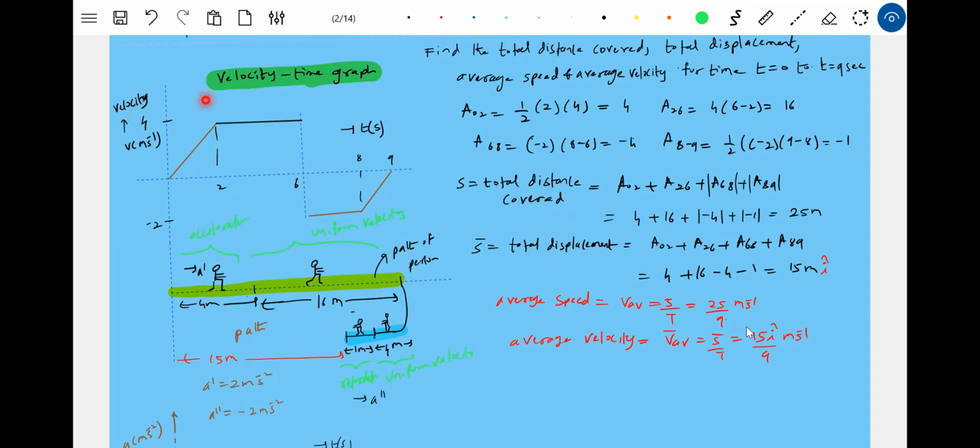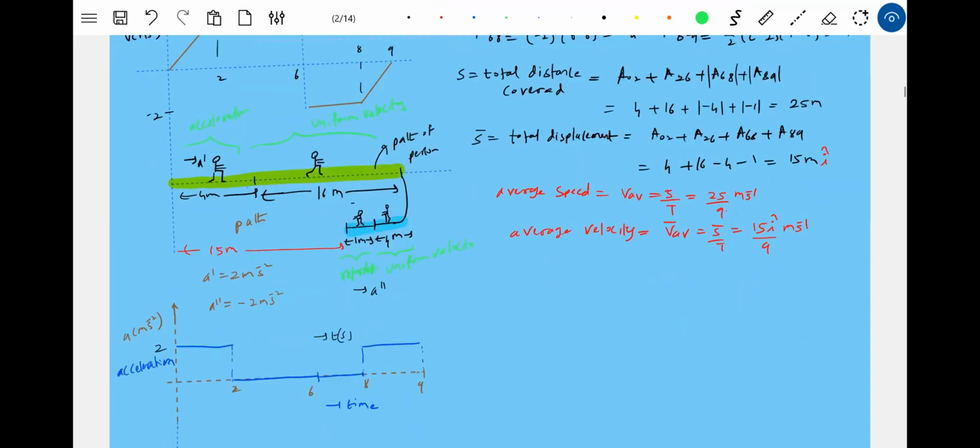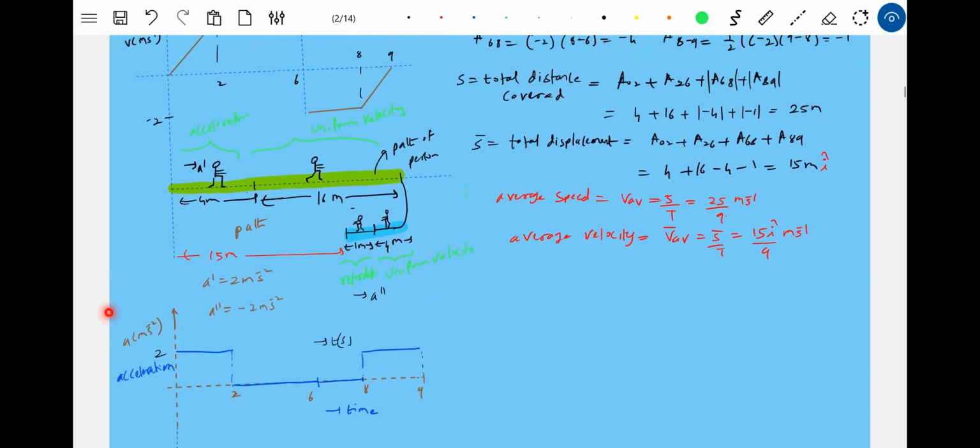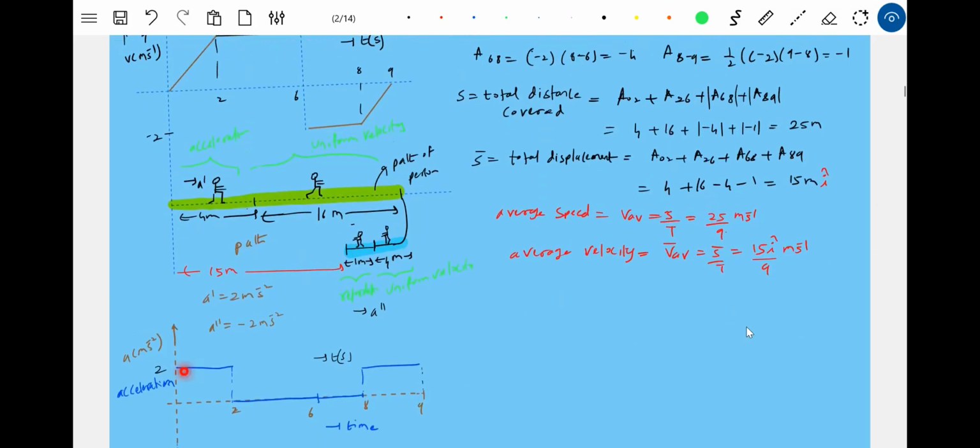If I know the velocity versus time graph, can I plot the acceleration versus time graph? Yes, we'll go for it. First, it will be accelerated motion with 2 meters per second squared. Then uniform velocity, then again uniform velocity. Then again, it's a retardation.